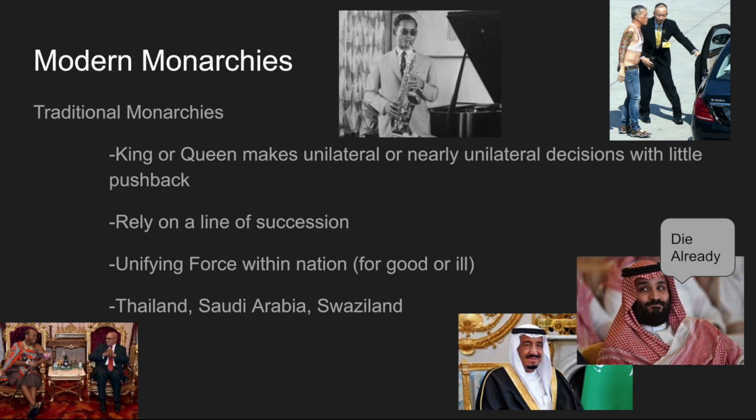Does that seem stupid and petty? It should, because it is. But too bad. It's a traditional monarchy. He can do what he wants. On the right here is the current king of Thailand, who took over. He's in his mid 50s to early 60s in that picture.